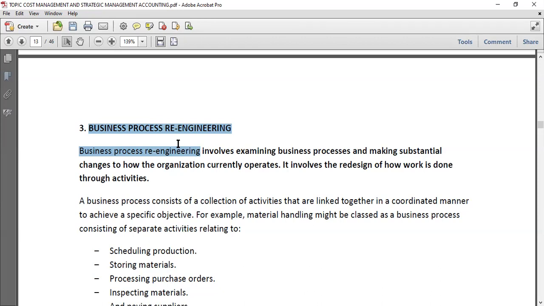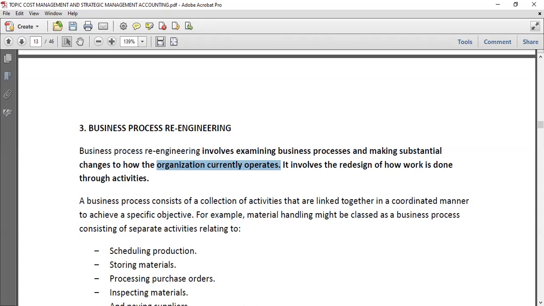Okay, so business process re-engineering, as you can see, it basically involves what? It involves the examining of business processes, okay? We basically examine the business processes and make substantial changes to how the organization currently operates. Some people may not call this restructuring, but as you can see, we just look at what exactly are we doing, and we're able to overturn it and change everything that we are doing, okay? So that is what happens with the business process re-engineering.